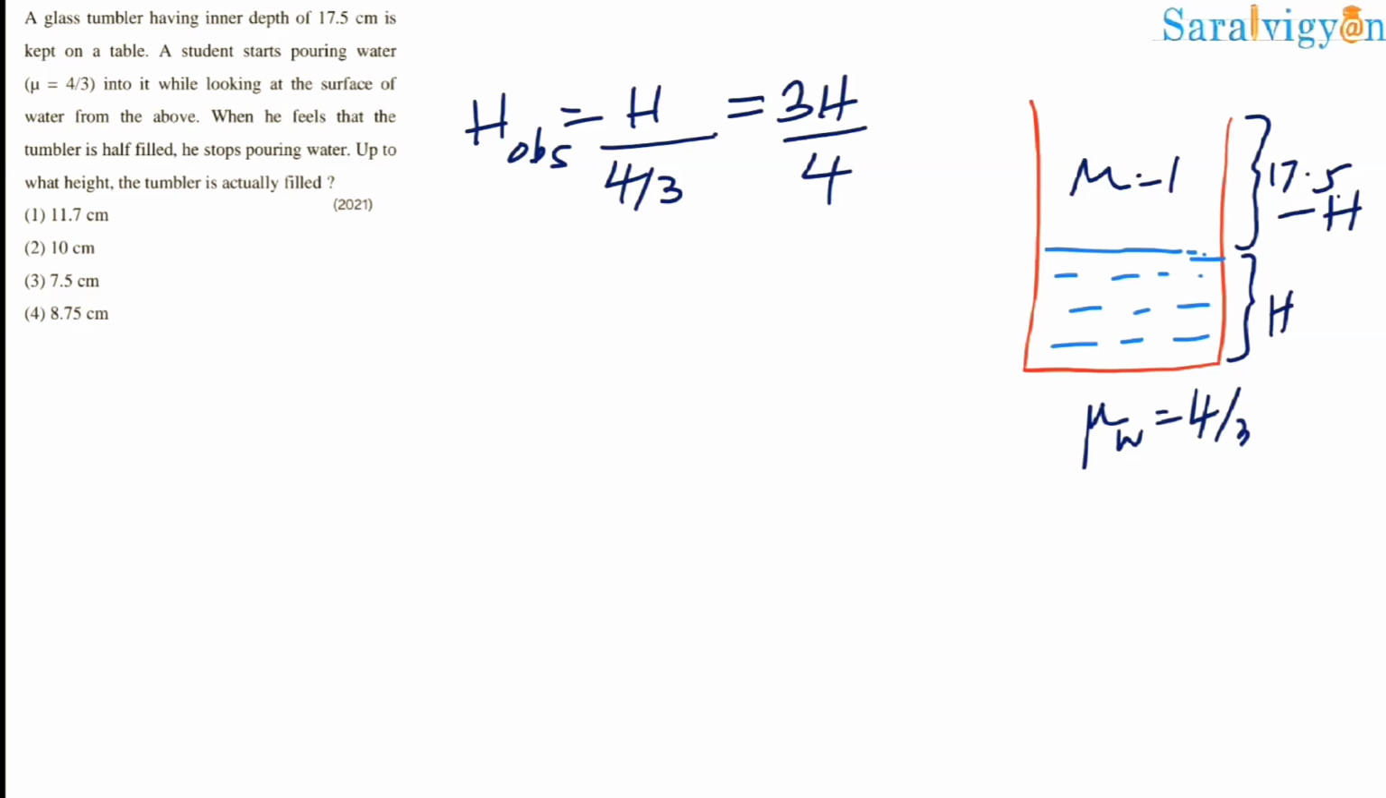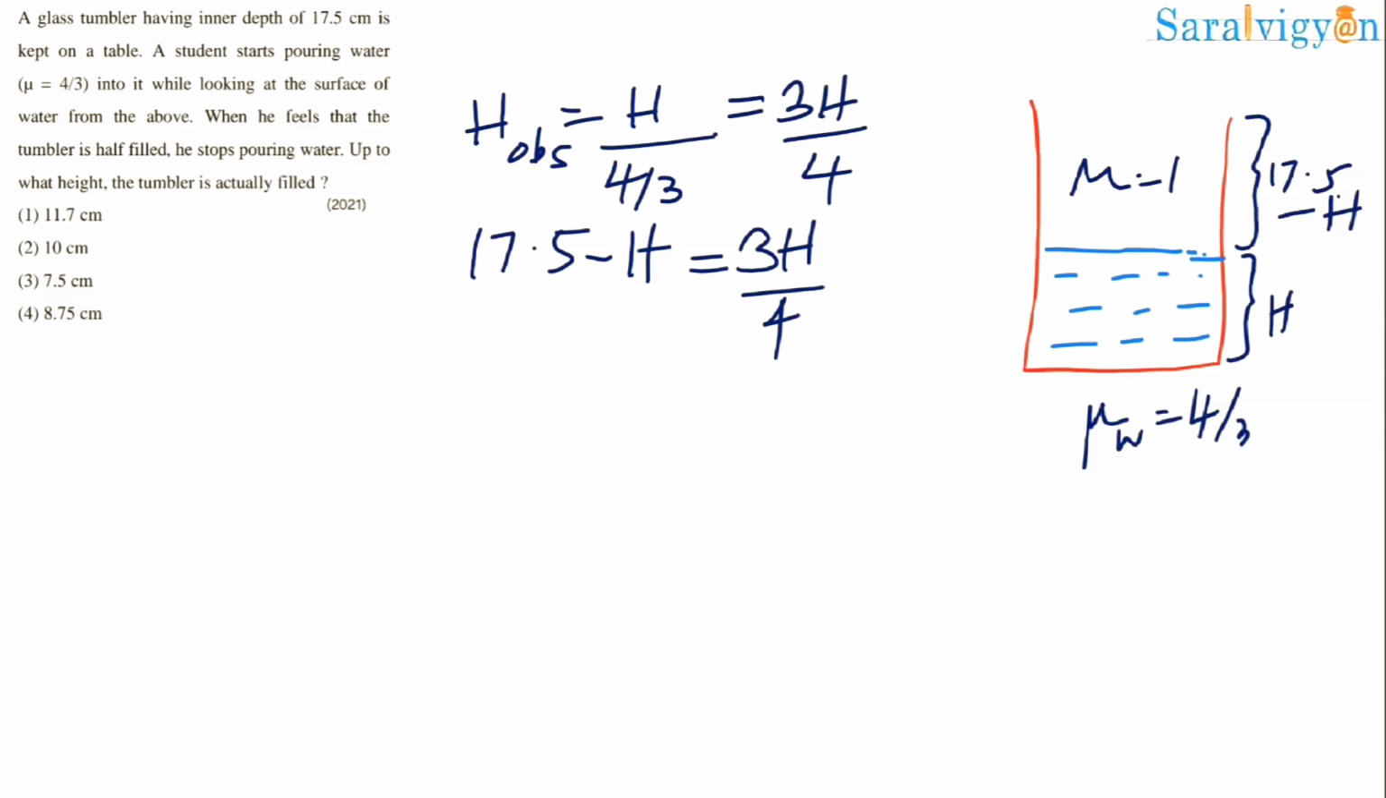Since for air there is no apparent height, the real air height, that is 17.5 minus h, is the same as 3h/4. That's what the observer thought. That's why the student stopped filling the water. Now you can do the further simplification and find h.